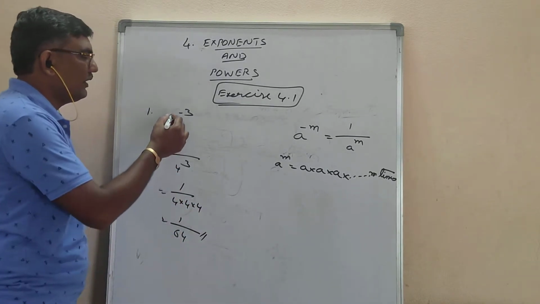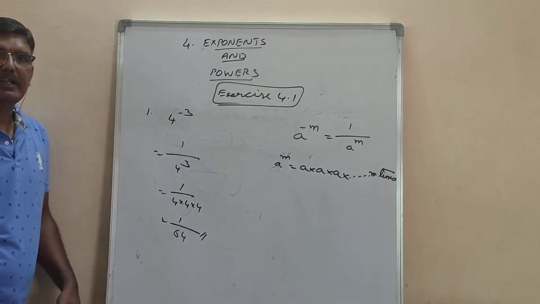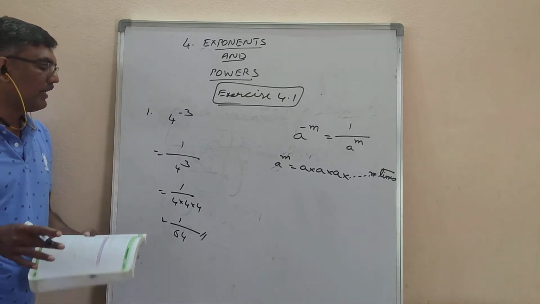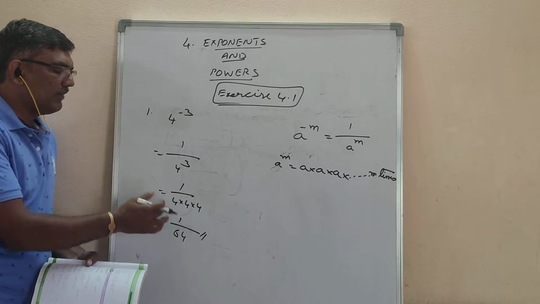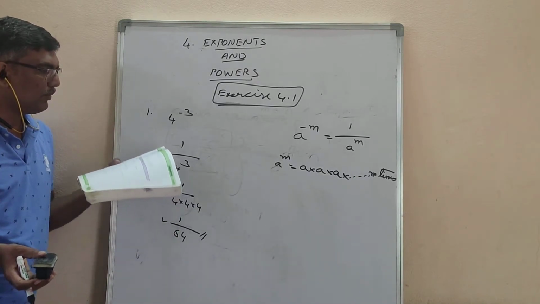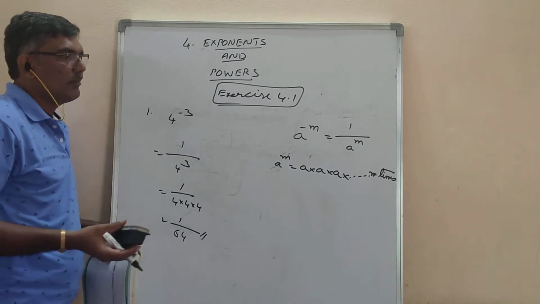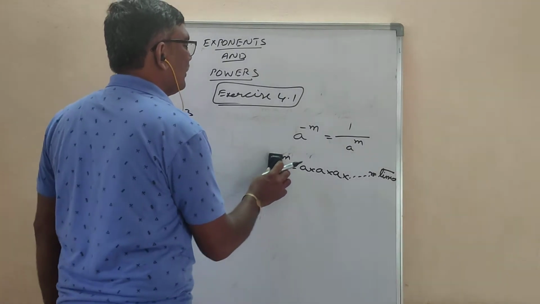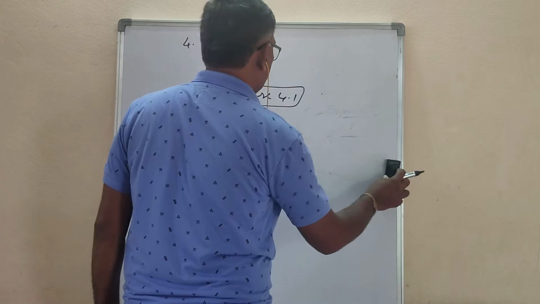So the answer for this is 1 divided by 64. No need of dividing 1 by 64, it's not necessary for us. Just you have to simplify like this: 4 power minus 3, the answer is 1 by 64. We will go for the next problem.